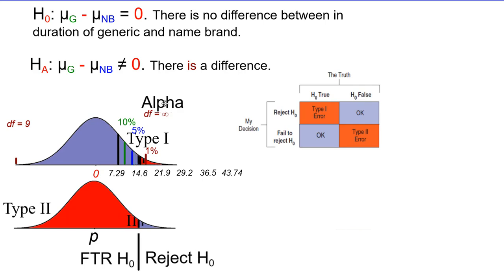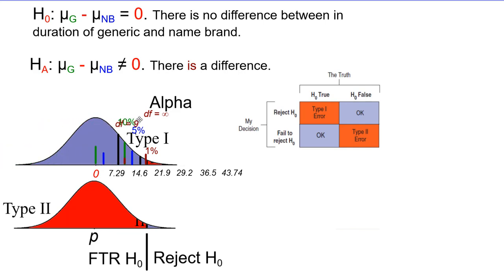So even if we set our alpha level at 5 or 1%, it would have been statistically significant. But oh wait, this is not a normal model. It's a T model with degrees of freedom of 9. So these values are actually going to move slightly to the right.